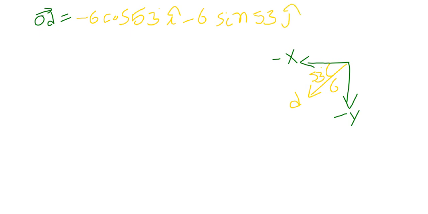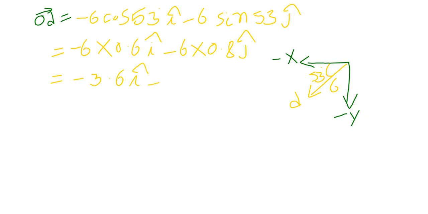So minus 6 into the value of cos 53 degrees, which is 0.6, and sin 53 degrees is 0.8. So minus 3.6 I cap minus 4.8 j cap. The value of OD bar is minus 3.6 I cap minus 4.8 j cap.